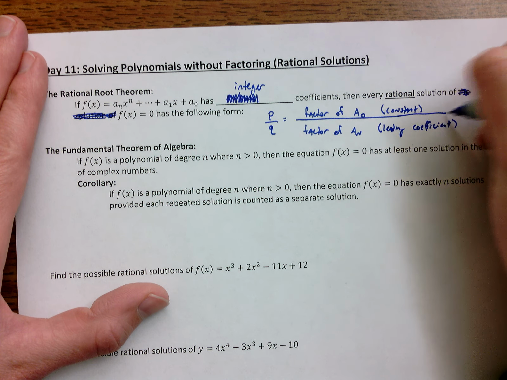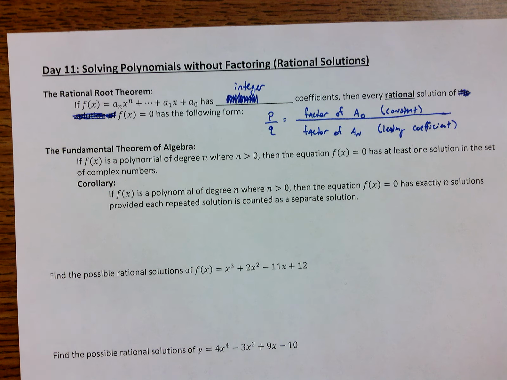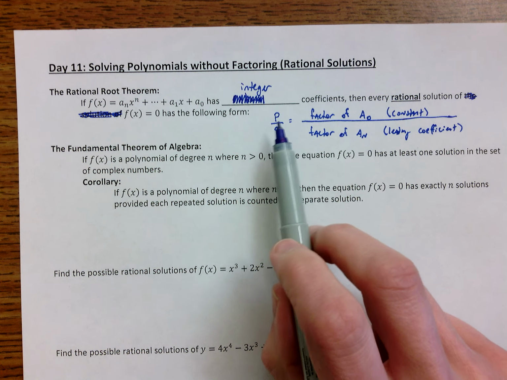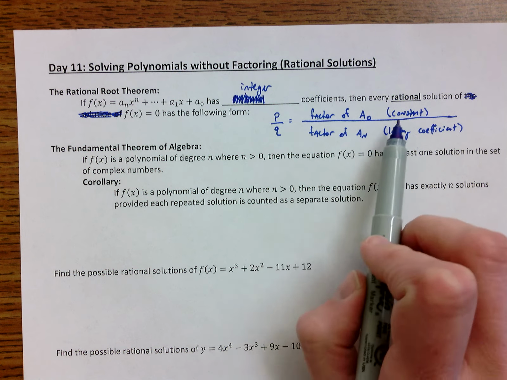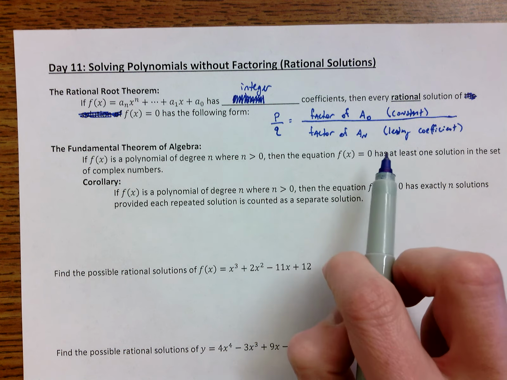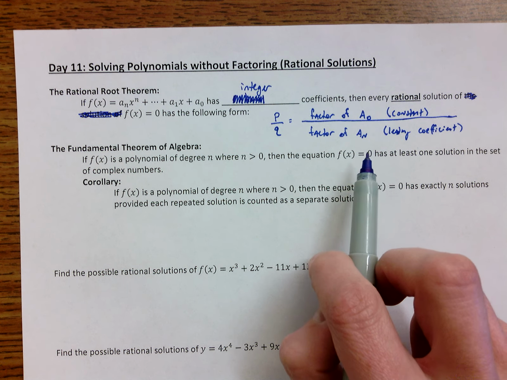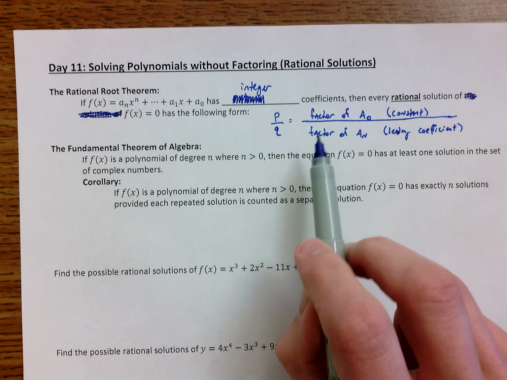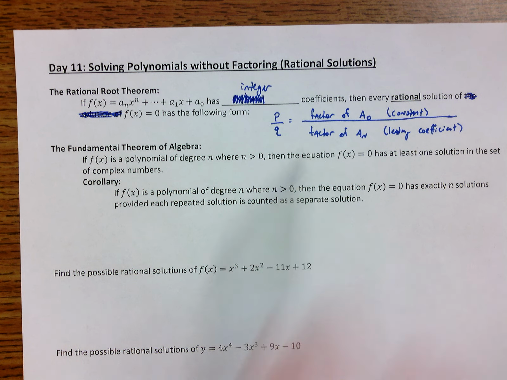So assuming that you have a regular old polynomial and no terms are missing, essentially p is a factor of the number at the end and q is a factor of the number at the beginning. That's what the rational root theorem says, and this is going to be the piece that we use to help us.